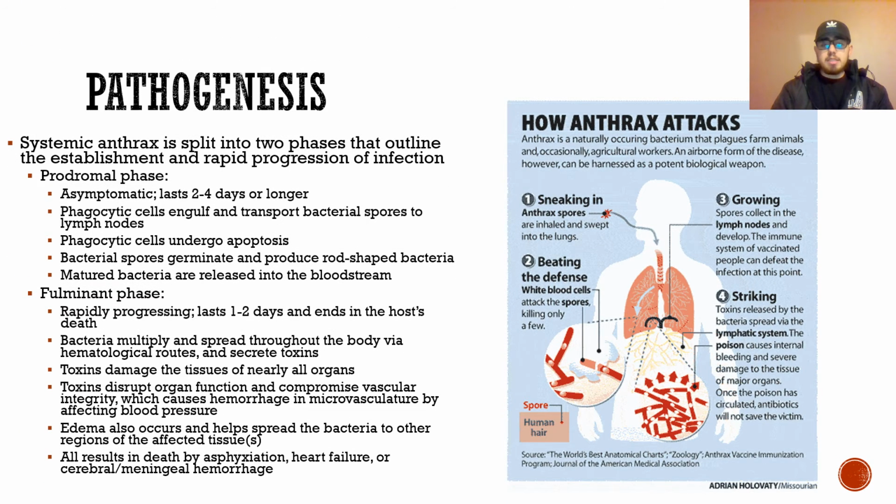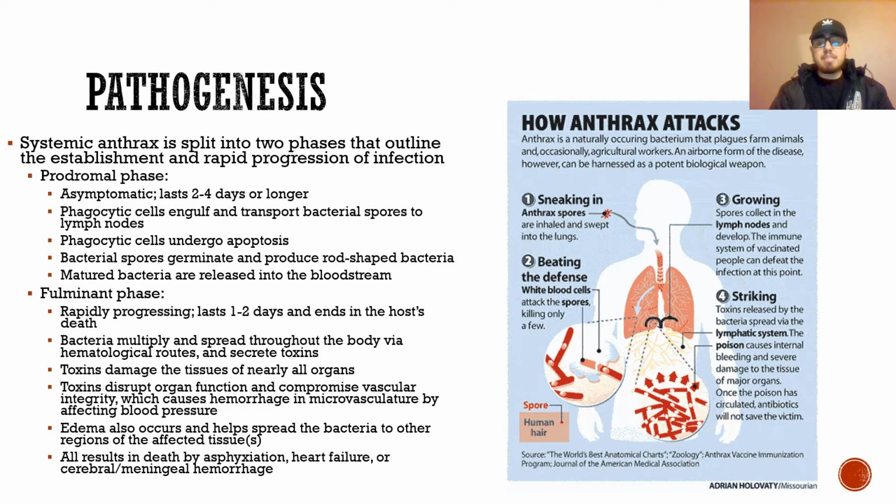Onto pathogenesis. Systemic anthrax is split into two phases that outline the establishment and rapid progression of infection. This is going to be an overview of the entire process of anthrax disease, and in later slides I will go into depth on each phase. And it's going to begin with the prodromal phase.